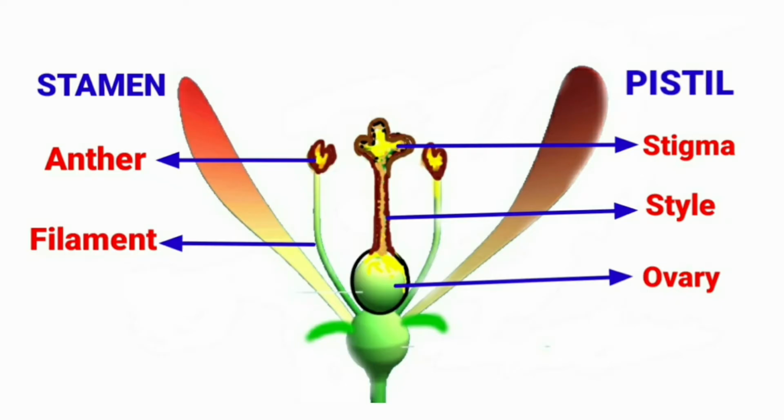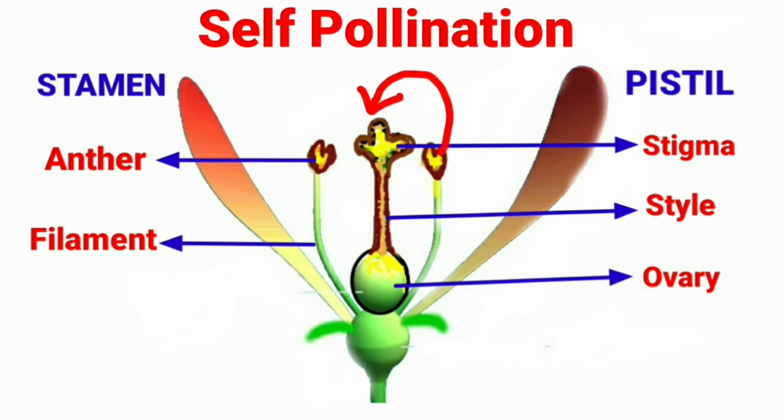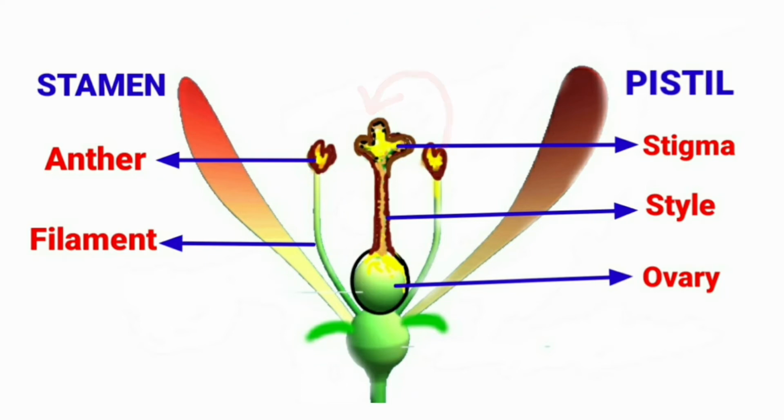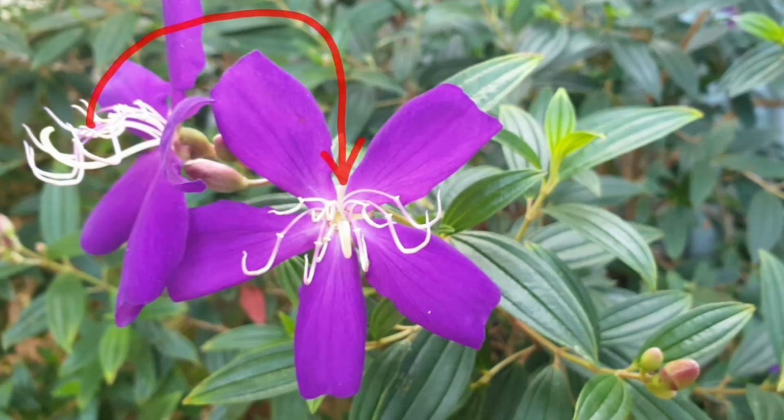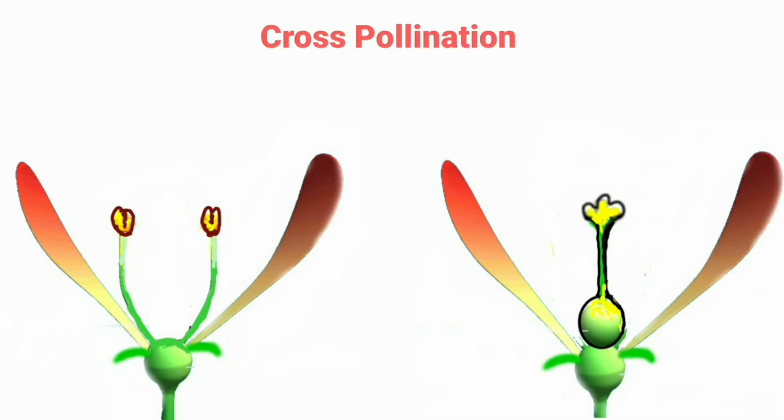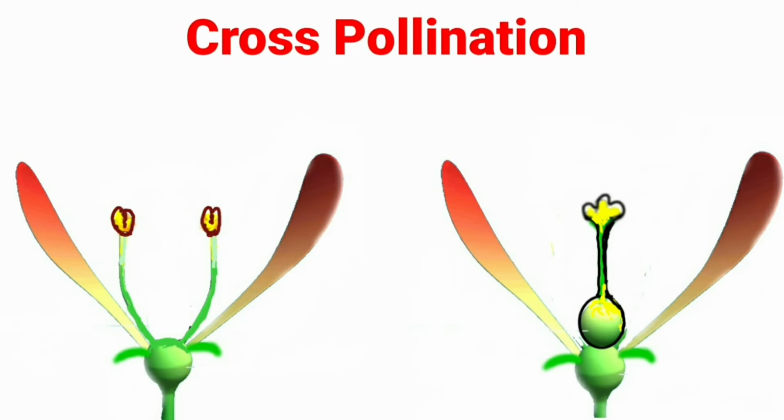The transfer of pollen grains to the stigma can take place in two ways: self-pollination and cross-pollination. Self-pollination is the transfer of pollen grain from the anther to the stigma of the same flower or to the stigma of another flower of the same plant. Cross-pollination is the transfer of pollen from the anthers of flowers of one plant to the stigma of a flower of another plant.